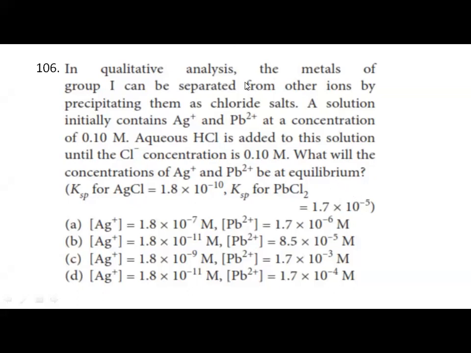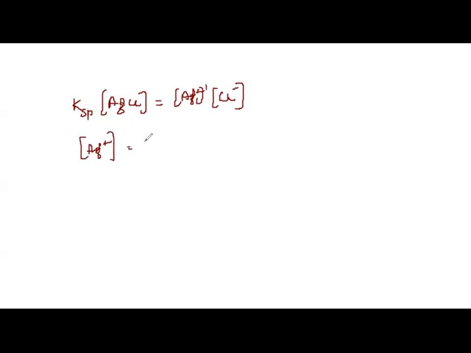Okay, they have given two solubility products, so we'll compare the two. Let us see the Ksp of AgCl. We write it as the concentration of Ag plus ions into the concentration of Cl minus ions, correct? So Ag plus will be Ksp divided by Cl minus. Ksp is 1.8 into 10 raised to minus 10 divided by 10 raised to minus 1, since 0.1 means 10 raised to minus 1. That comes out to 1.8 into 10 raised to minus 9 molarity.